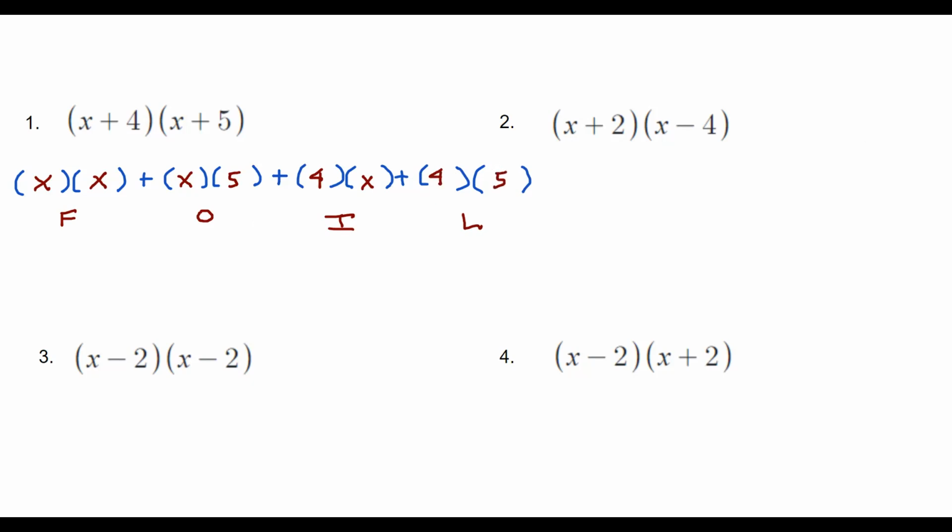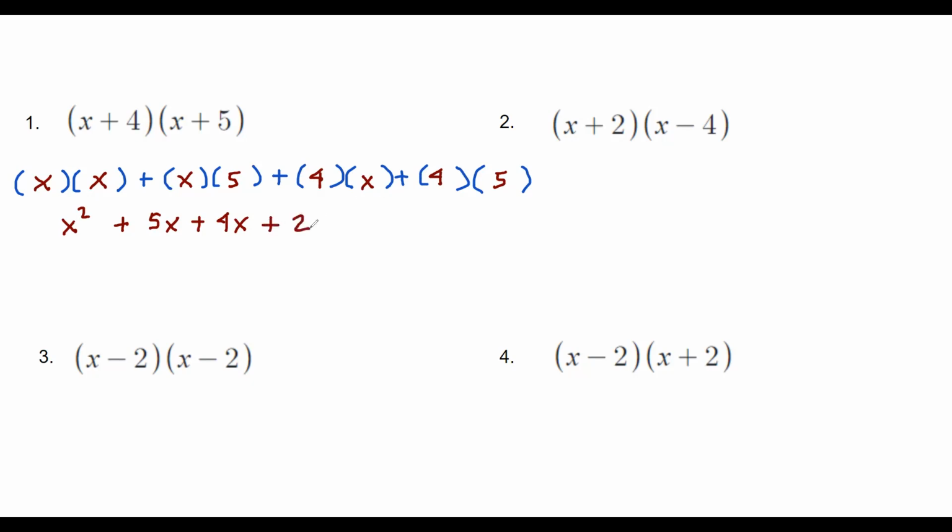So now let me erase the FOIL so that we can complete this. Now it's just the process of doing the multiplication. X times x is x squared. X times 5, and it's positive, is going to be 5x. 4 times x, still positive. We don't have any negatives in there. 4x. And finally, 4 times 5, still positive.